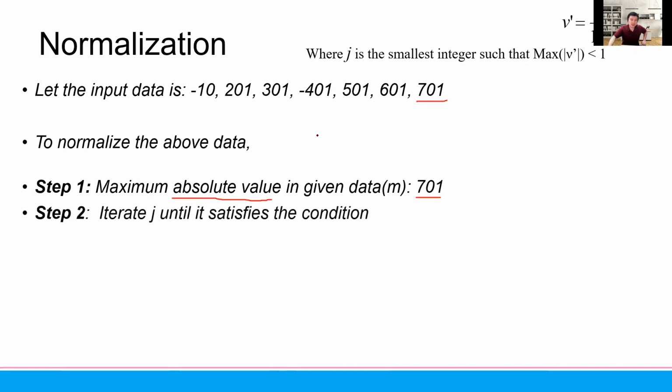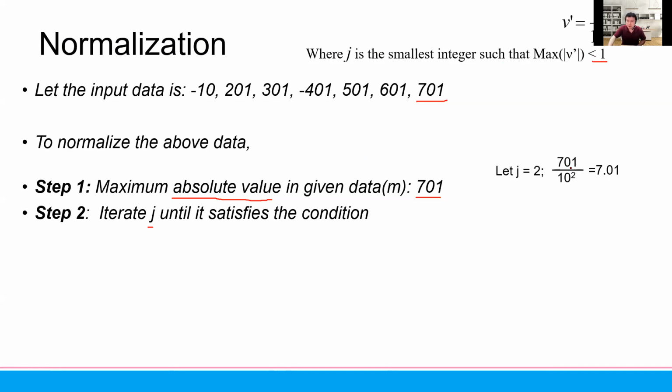Then step 2, I need to find the j until it satisfies the condition. So I need to find what the maximum is. The maximum is 701, and I need to find the best j such that the value of v prime, the new value, will be below 1. So I need to iterate. Let's suppose j equals 2. What if j equals 2?